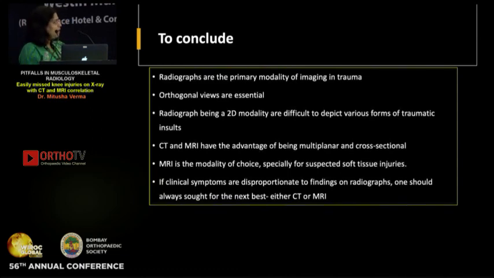So to conclude, radiograph are definitely the primary modality of imaging in trauma. Orthogonal views are important, but it has its own sets of limitation, and we should take the advantage of CT, MR being multiplanar and come to a conclusion. So if clinical symptoms are disproportionate to the radiographs, please go ahead with CT and MR.